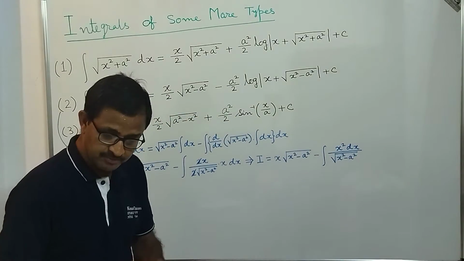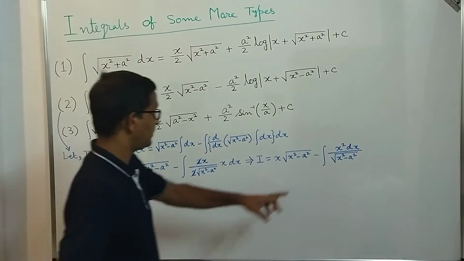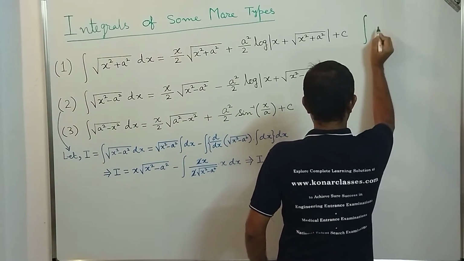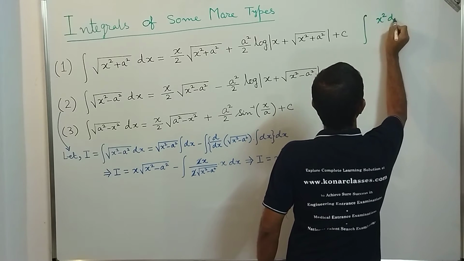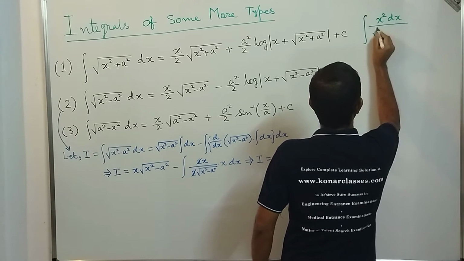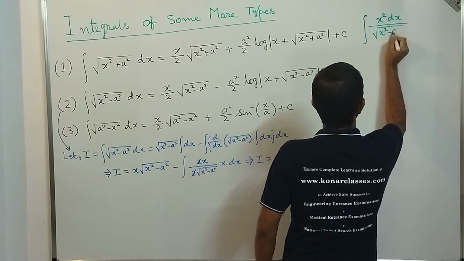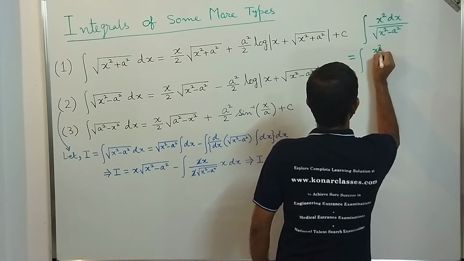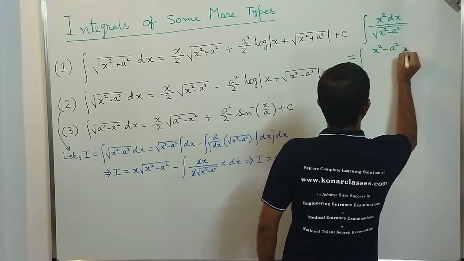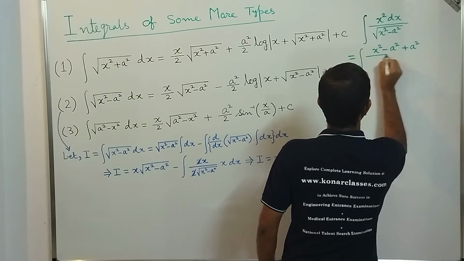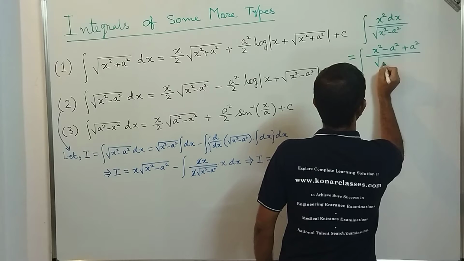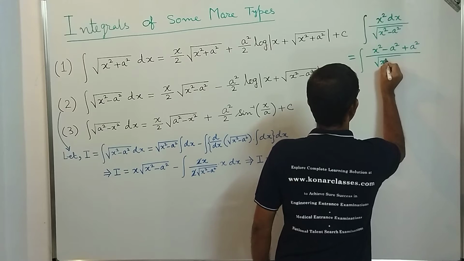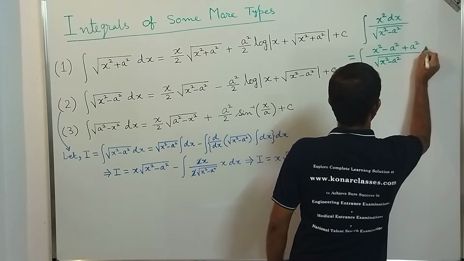Now dear students, we are going to perform the integration of x square dx by square root of x square minus a square. How? So let's do it. Integration of x square dx divided by square root of x square minus a square. So what should we write here, dear students? In the numerator we should write x square minus a square plus a square, so that we balance the numerator as it is: we subtracted a square and added a square, so it becomes the same x square. So x square minus a square dx.